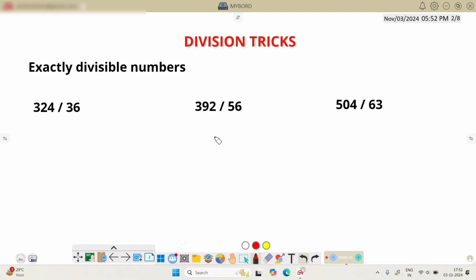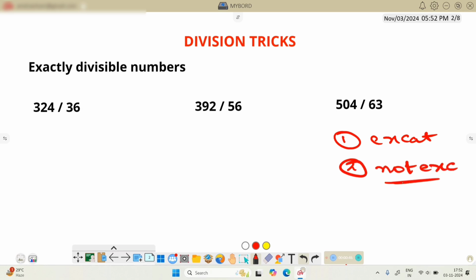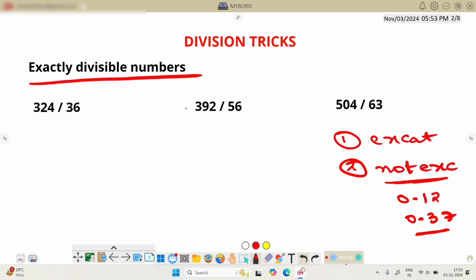In this video, I am going to discuss divisions and multiplication tricks. Coming to divisions, it is divided into two categories. One is the numbers that are exactly divisible and another one is the numbers that are not exactly divisible. The non-exactly divisible numbers give you the answers in the form of decimal numbers, like 0.12, 0.37. So in this way you will get the answers. First we will discuss the exactly divisible numbers and next we will discuss the non-exactly divisible numbers.